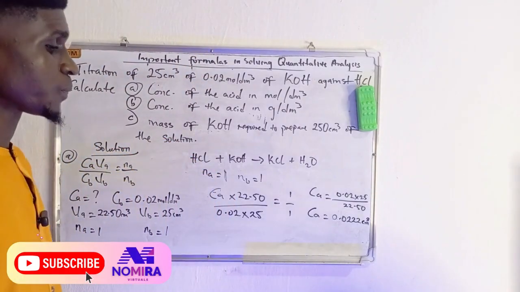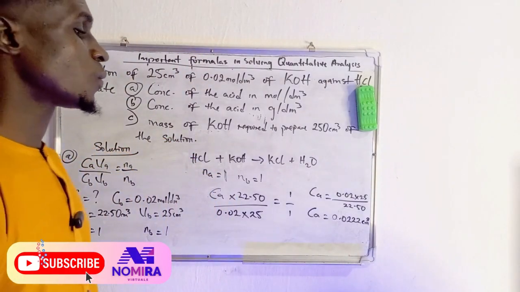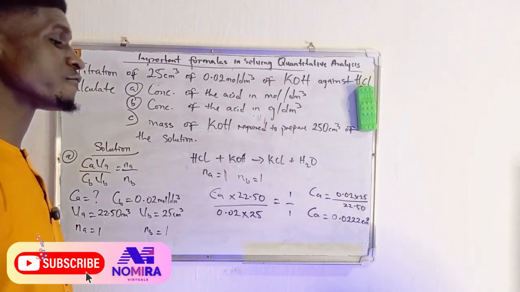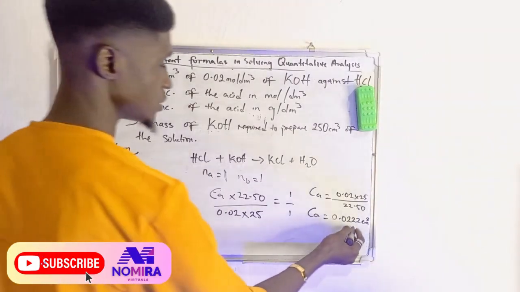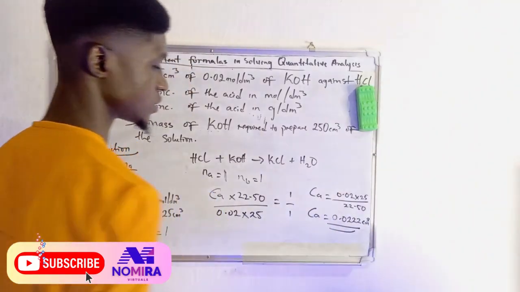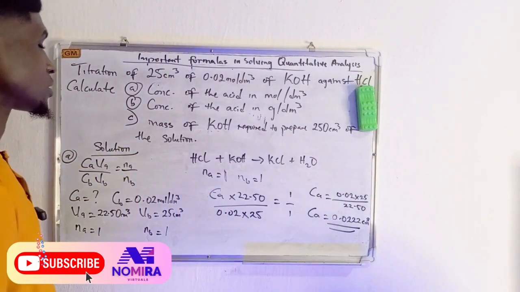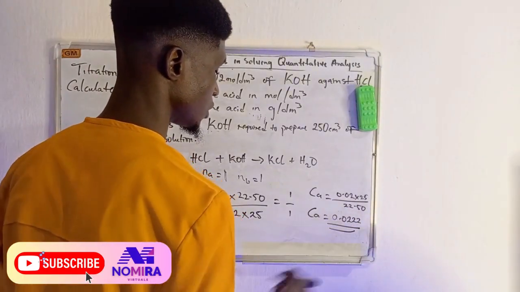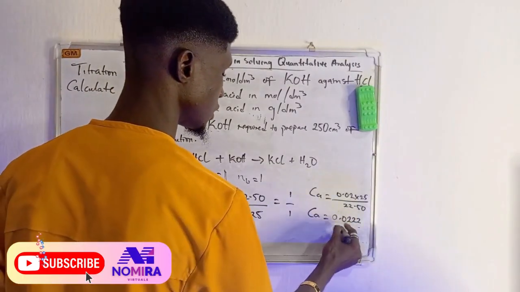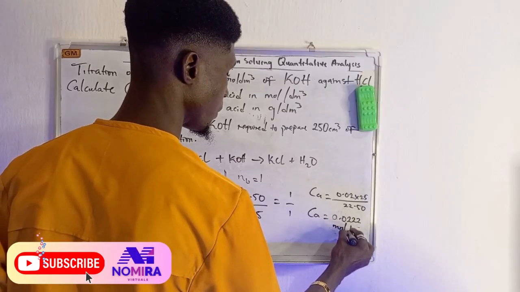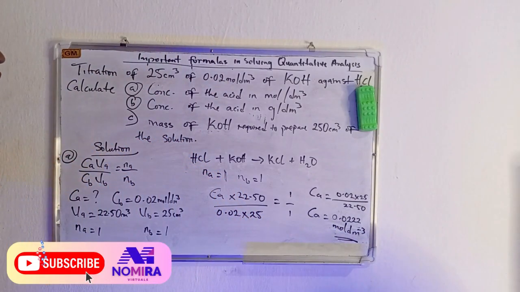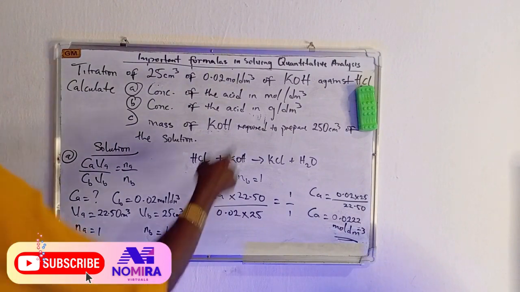Please note that in quantitative analysis, when you have long decimal points, your answer should be in 4 decimal places. This is the 4th decimal place. Okay, so that is our answer, in mole per dm cube. So we've gotten our answer in mole per dm cube.